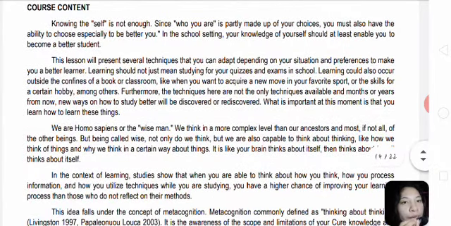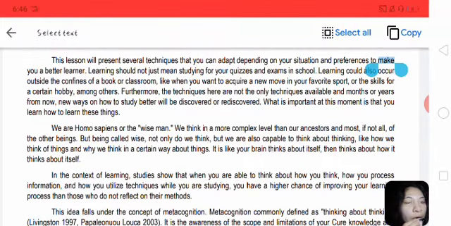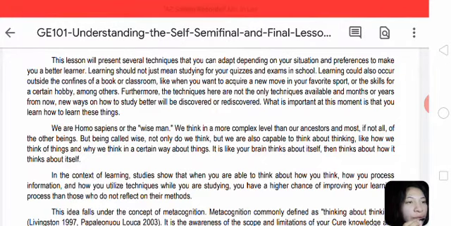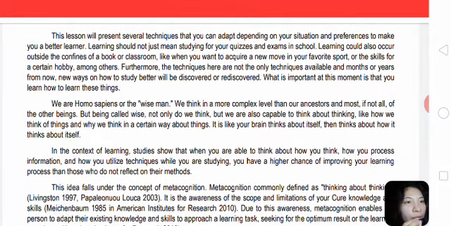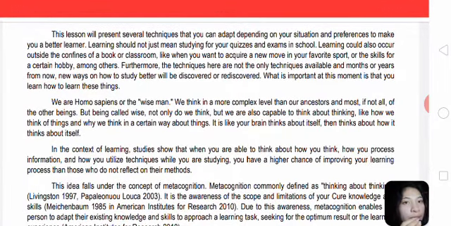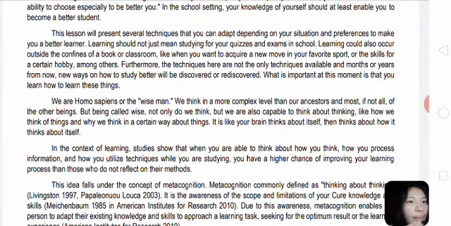We are Homo sapiens, or the wise man. We think on a more complex level than our ancestors and most, if not all, of the other animals. But being called wise, not only do we think, but we are also capable of thinking about thinking, like how we think of things and why we think in a certain way about things. It is like your brain thinks about itself, then thinks about how it thinks about itself.